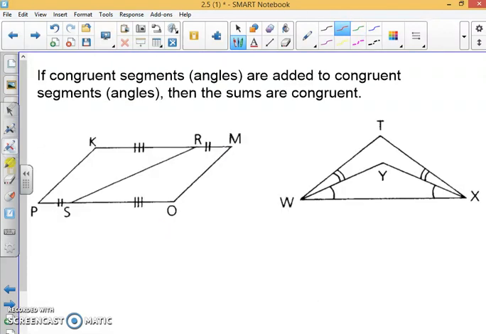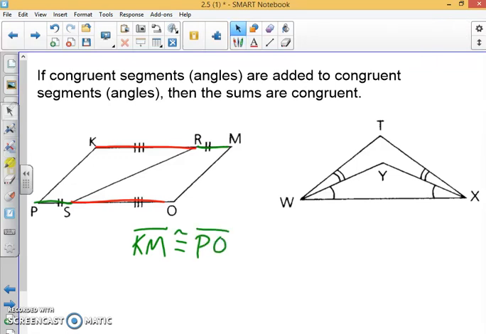Two more we have here. This next one says if congruent segments are added to congruent segments, then the sums are congruent. So if we look at this picture here, KR is congruent to SO, RM is congruent to PS. What we can conclude using this new theorem is that KM is congruent to PO. Those two segments are congruent.